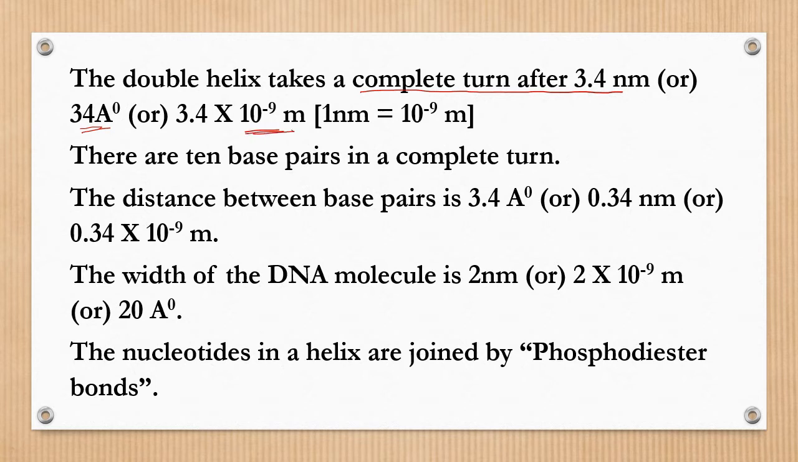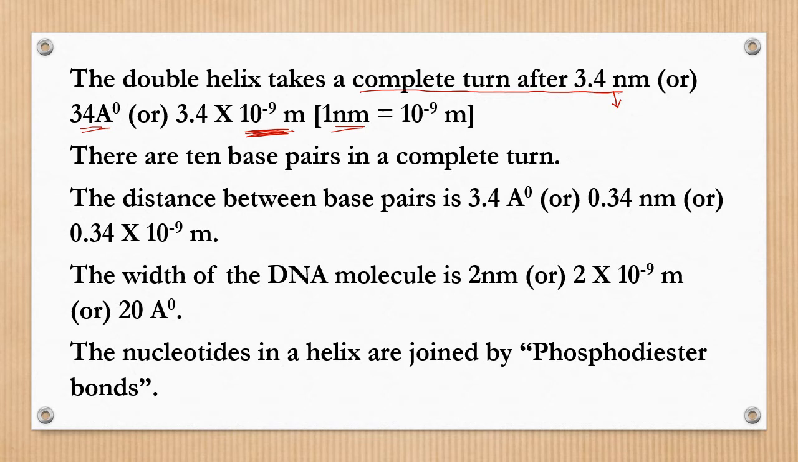10 to the power of minus 9 meters is equal to 1 nanometer. That's why 3.4 nanometers is equal to 3.4 into 10 to the power of minus 9 meters. That is one complete turn. So there are several turns, and every turn appears after 3.4 nanometers.